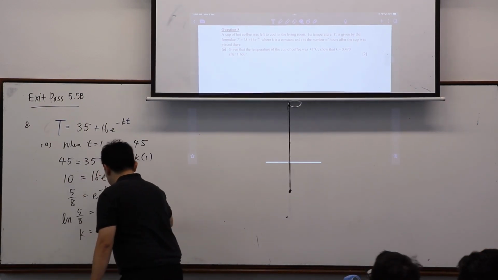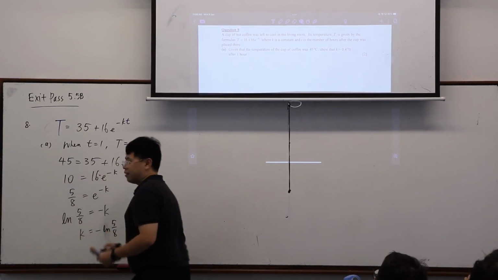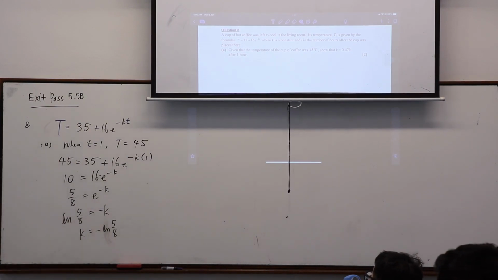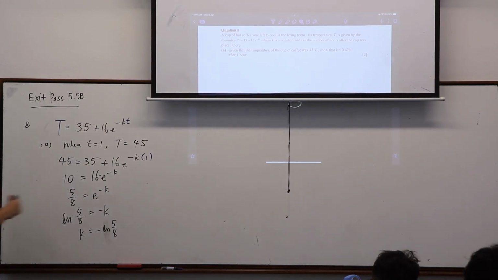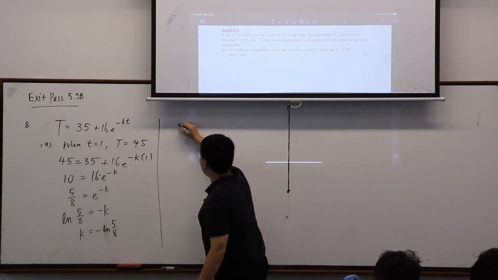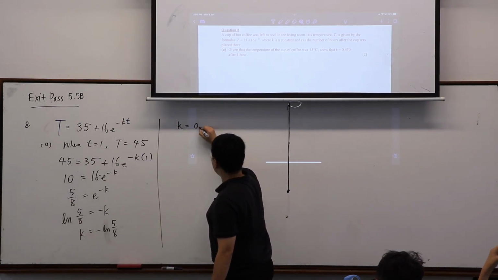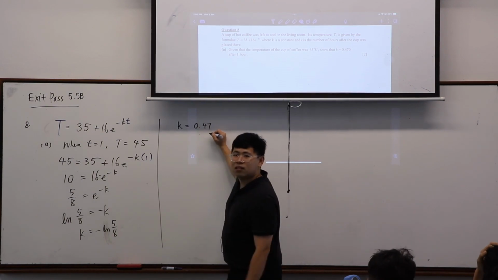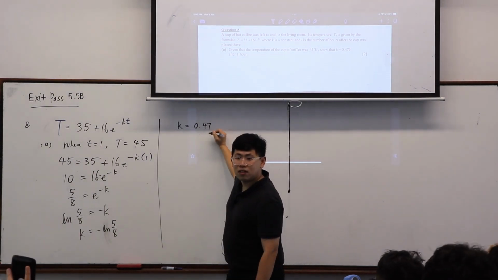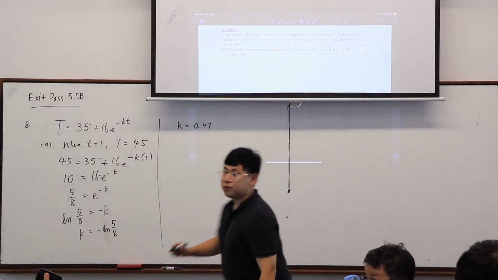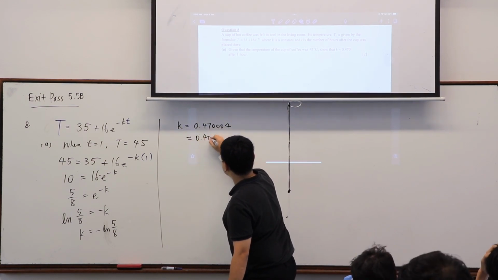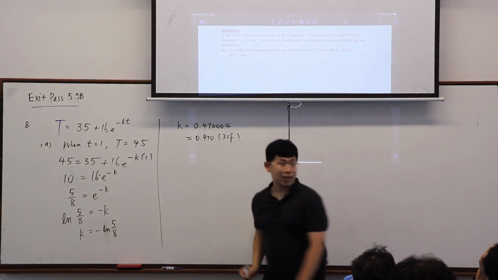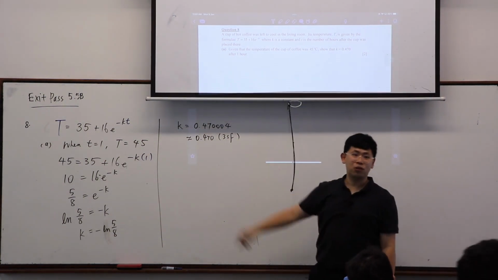Oh yes, it should be a negative number, correct? Because, okay, so what is this? Calculator? Is it 0 point something? A bit more. We need to show, right? So 0.470004. Okay, so roughly 0.470 to 3 significant figures. So must show the approximation, must show all the working.